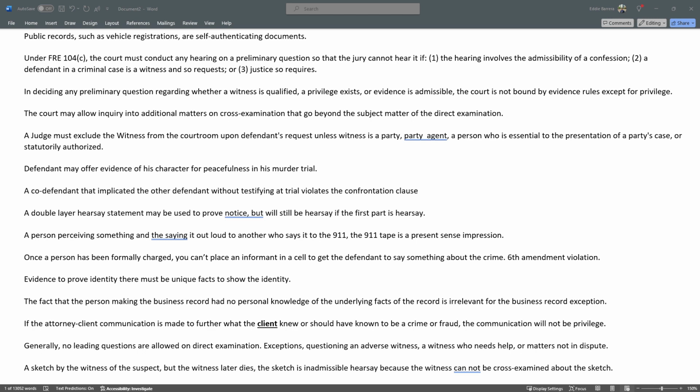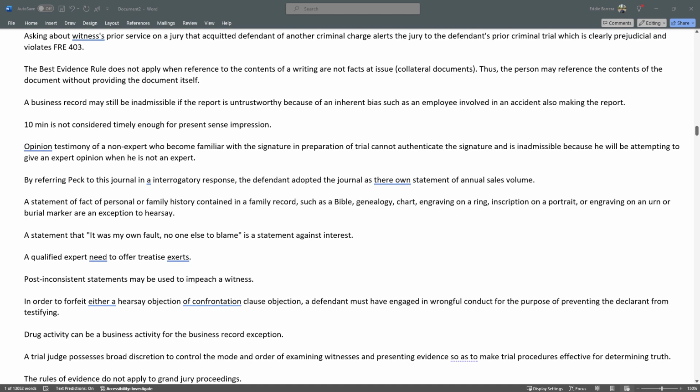A sketch by the witness of the suspect, but the witness later dies. The sketch is inadmissible hearsay because the witness cannot be cross-examined about the sketch. Asking about a witness's prior service on a jury that acquitted the defendant of another criminal charge alerts the jury to the defendant's prior criminal trial, which is clearly prejudicial and violates FRE 403.